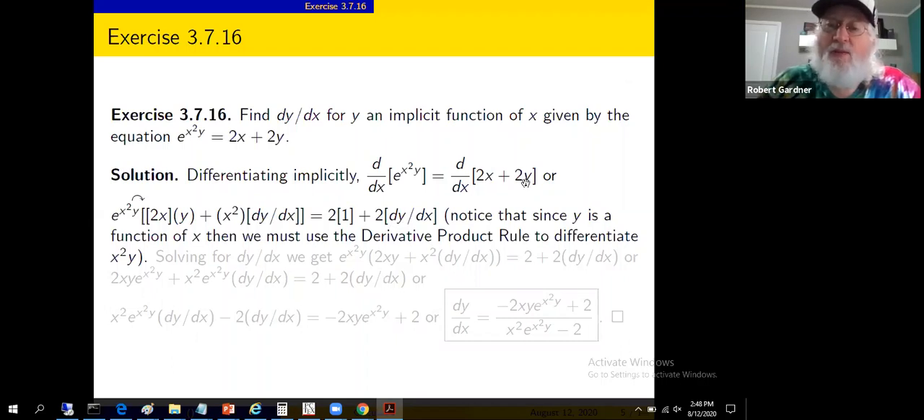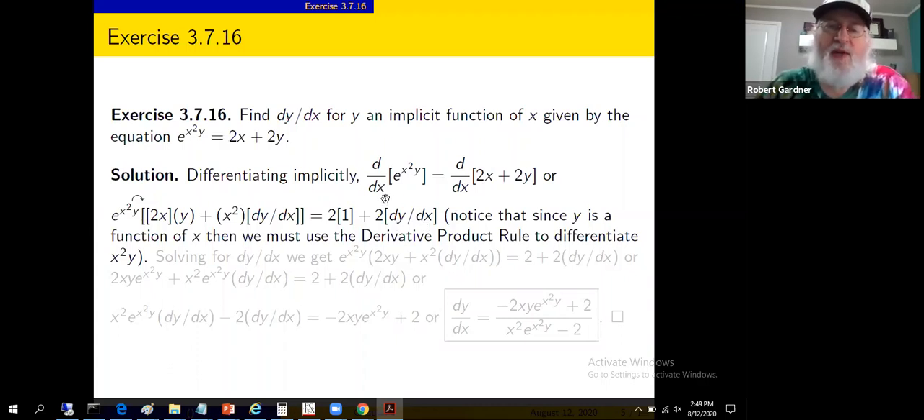So you treat the x and y differently. That's because you're differentiating with respect to x and y as some function of x. So differentiating 2x, we simply get 2. Differentiating 2y with respect to x, we get 2 dy/dx.